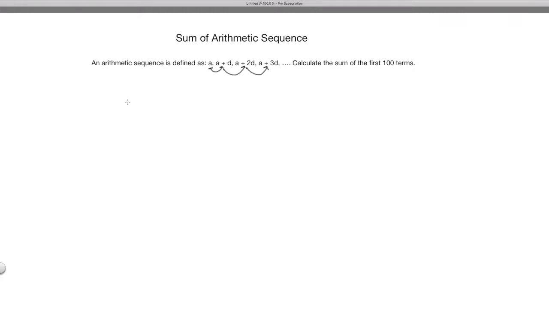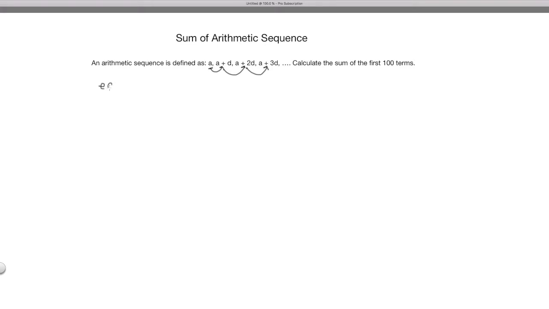This class will be a bit abstract, especially for fourth graders or fifth graders. I will try to make it as concrete as possible, and I think that you can follow this easily. So let's look at some examples of such an arithmetic sequence.